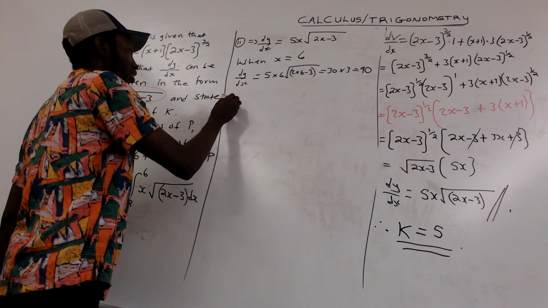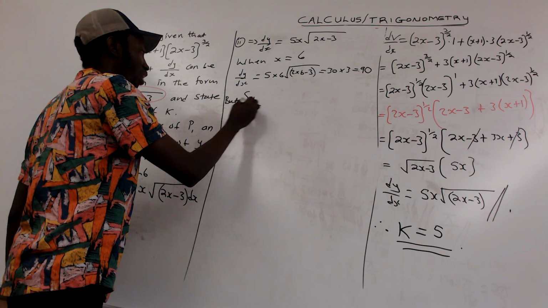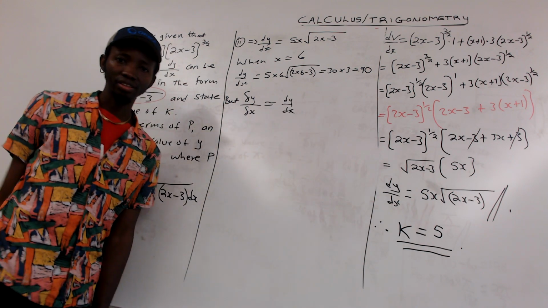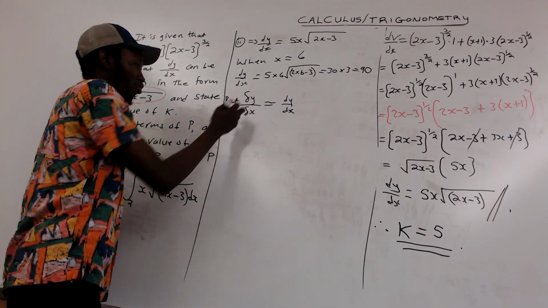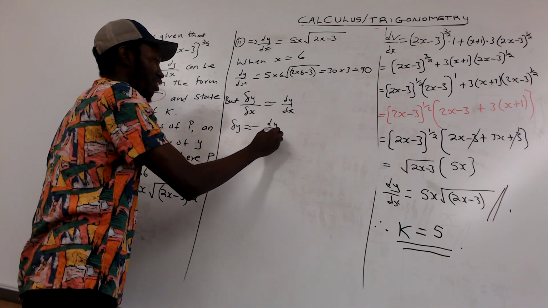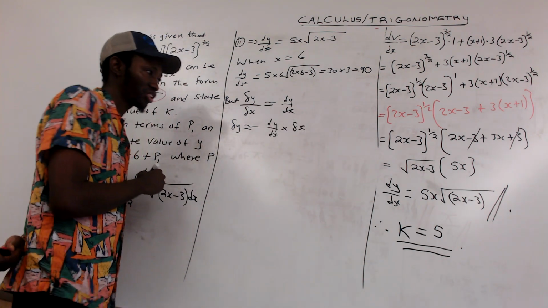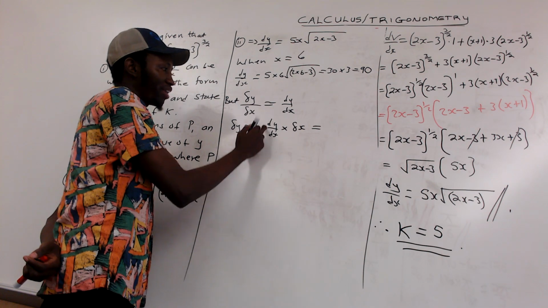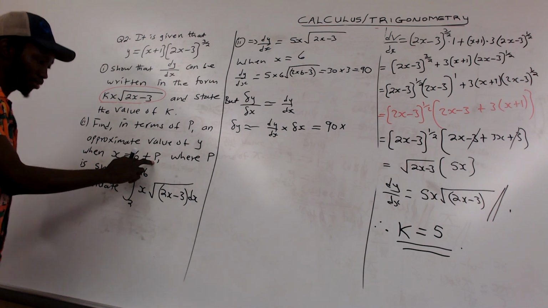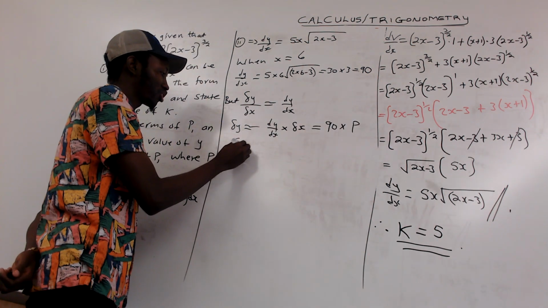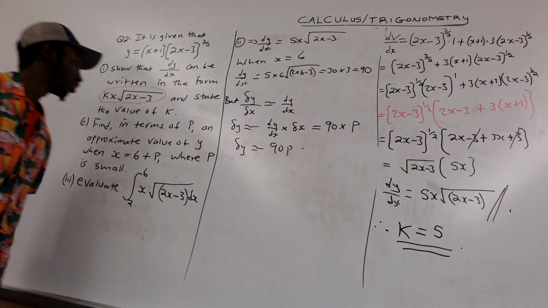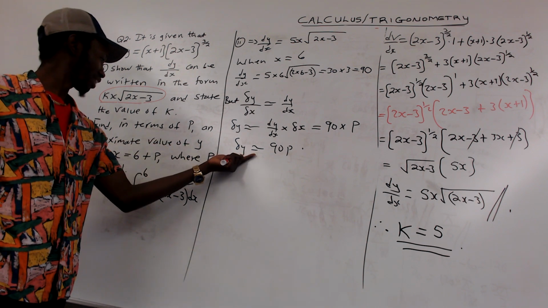But the approximate change in y divided by the approximate change in x is almost the same as dy over dx, you see. What we are looking for is the approximate value of y. So the approximate change in y is dy over dx times the approximate change in x. We already have dy over dx as 90, times the approximate change in x, which is p. Therefore, the small change in y is approximately 90p. This is the first part. So we have the approximate change for y in terms of x equals this.